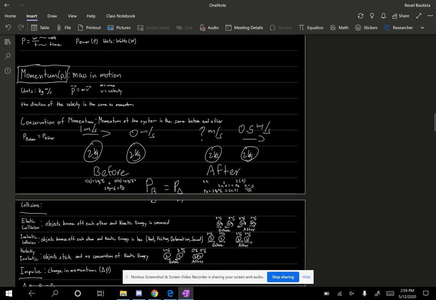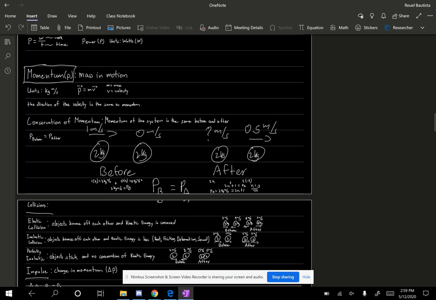So next, let's do momentum. We've talked about momentum a lot over the past few days. Momentum is mass in motion, right? It's mass with velocity. If an object has a mass and it's moving, it has momentum. Right now we're going to talk about linear momentum. The units for momentum are kg times meters per second, and it's found using the equation P is equal to mv. M is mass, V is velocity, P is momentum.